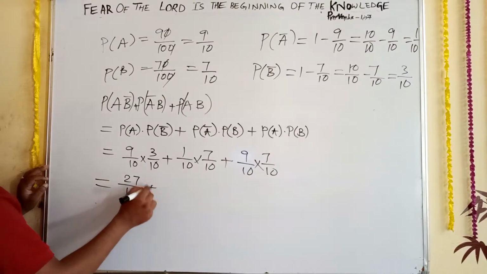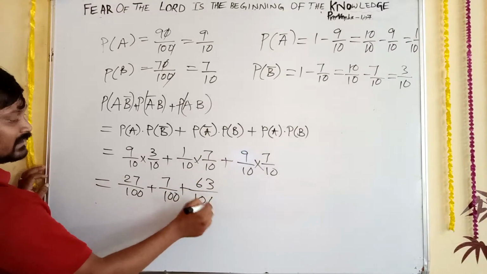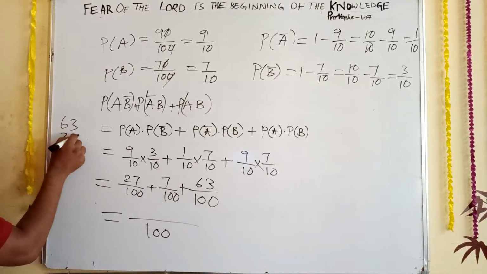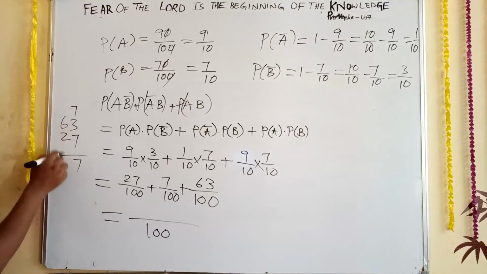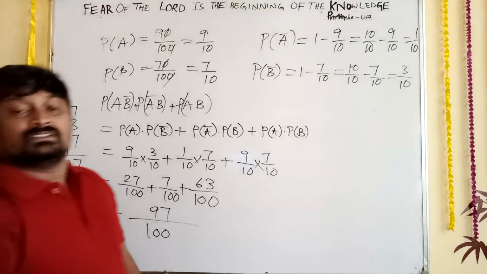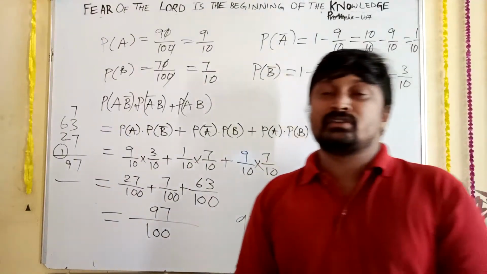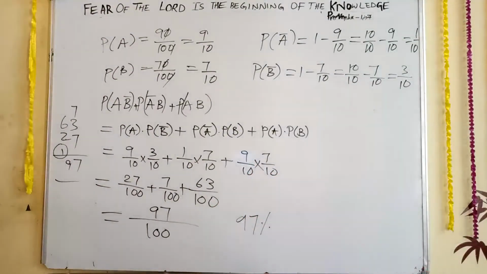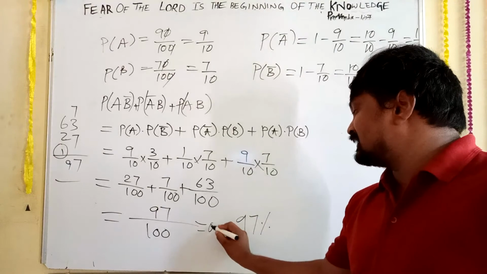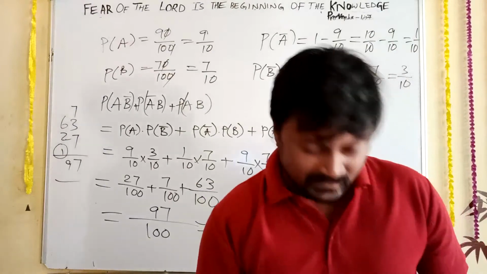27 upon 100, 7 upon 100, 63 upon 100. With 100 as the LCM, add: 63, 27 and 7 gives 97. So 97 upon 100, that is nothing but a 97 percent chance that any one of the students can solve it. So that is your answer. If you want only the probability, write 0.97. So that is about your problem number 10.